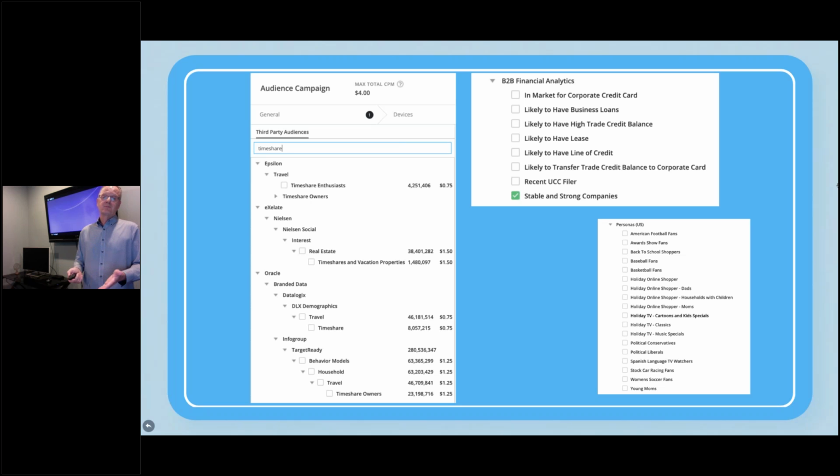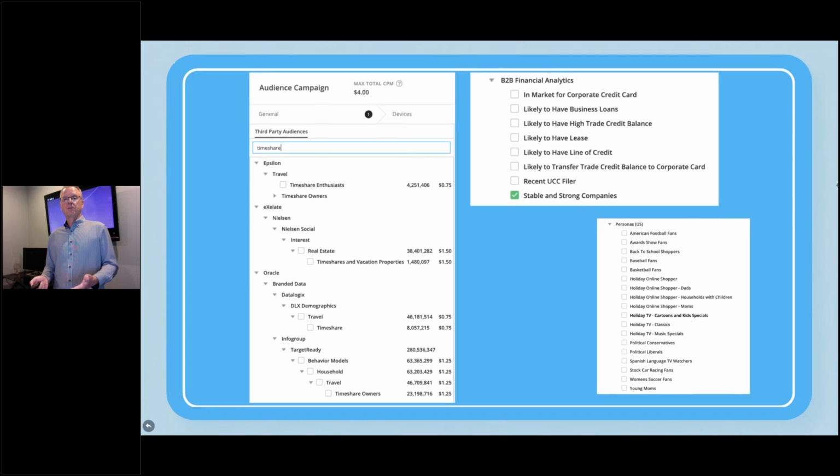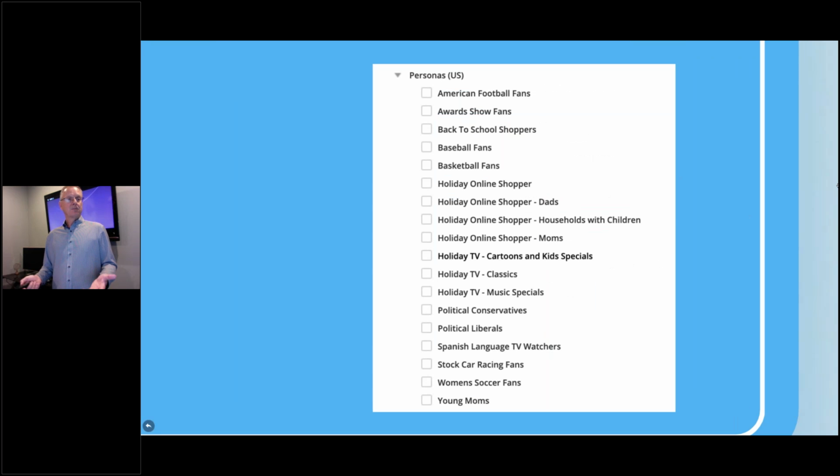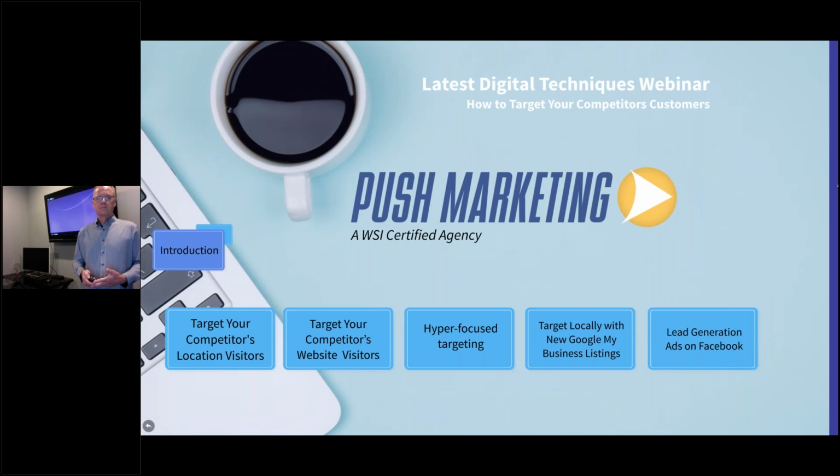So then we also have these other personas: American football fans, basketball fans, they like holiday TV classics. They could be conservatives, they could be liberals. They're into soccer, young moms. So really, there's no limit to what we could do.